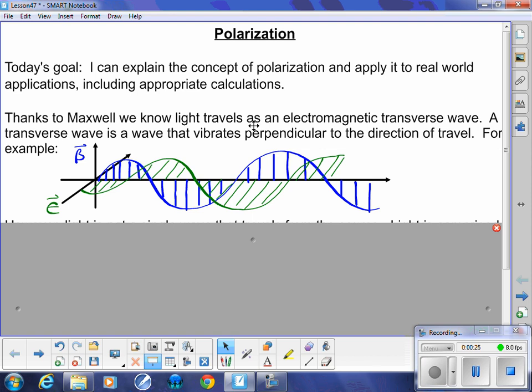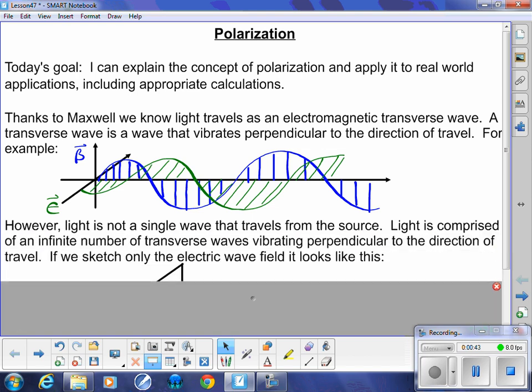So we already talked about it. You've seen this diagram before, and now you got to draw it again. But thanks to Maxwell, we know that we have light traveling as an electromagnetic wave. And it's a transverse wave, which means that it's vibrating perpendicular to the direction of travel. And there's our diagram for that, and that's what we've already talked about.